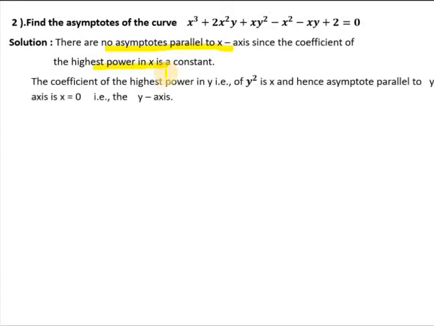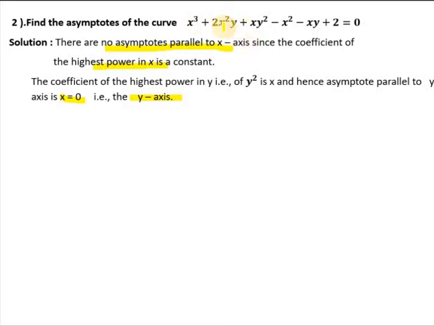Then coming to the y-axis, the highest power of y is y square. Its coefficient is x. Hence, the asymptote parallel to the y-axis is x is equal to 0. X is equal to 0 is the asymptote parallel to the y-axis. That's nothing but the y-axis itself. We got one parallel asymptote. The number of asymptotes to this curve will be 3 because it is a third degree polynomial. Already we have found one asymptote, x is equal to 0. So it will have 2 oblique asymptotes.